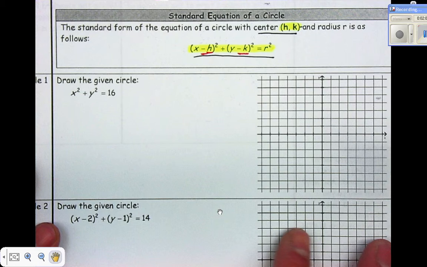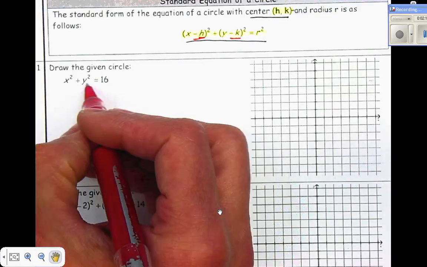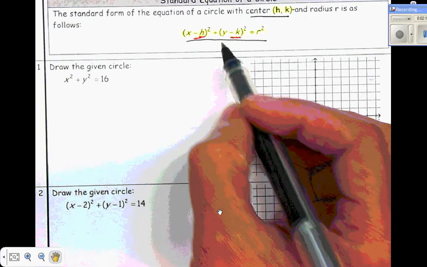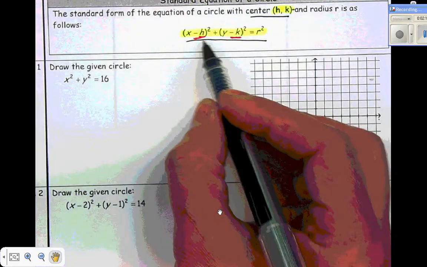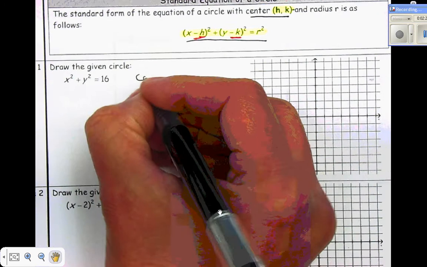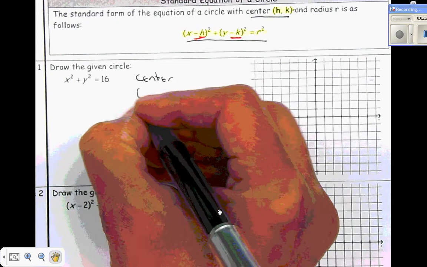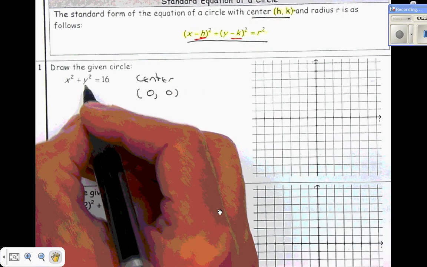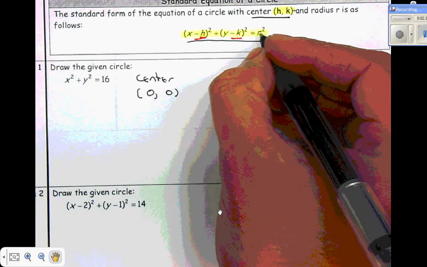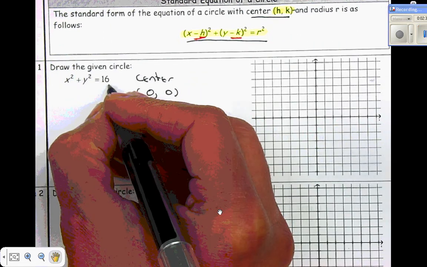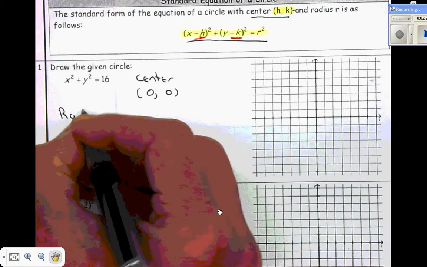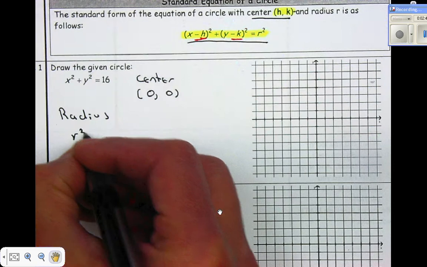Example number 1, we have draw the following circle: x squared plus y squared is equal to 16. Notice the formula is slightly different because we don't have an h and a k in this equation. So in this case, the center will be 0, 0. There's no h or k. And the radius will be this: r squared will be 16.